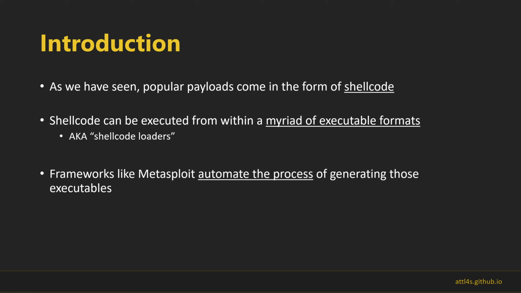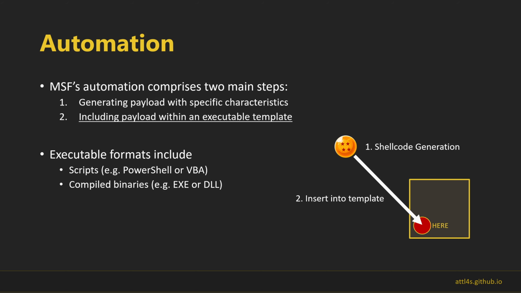Of course, Metasploit automates the process of generating those executables. And the process is something as easy as this. The first thing that Metasploit does is create the shellcode, for example, a Meterpreter shellcode, and then insert the shellcode into a specific executable template. The main two formats we are going to see are scripts like PowerShell or compiled binaries like PE files such as EXE or DLL files.